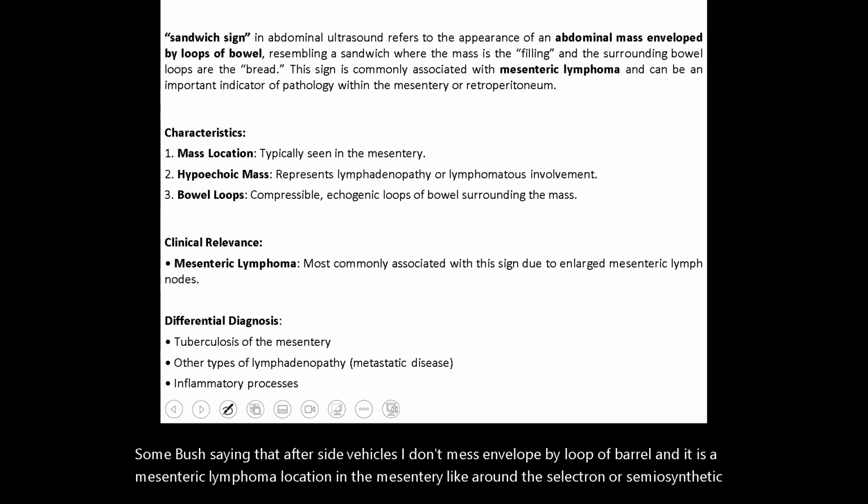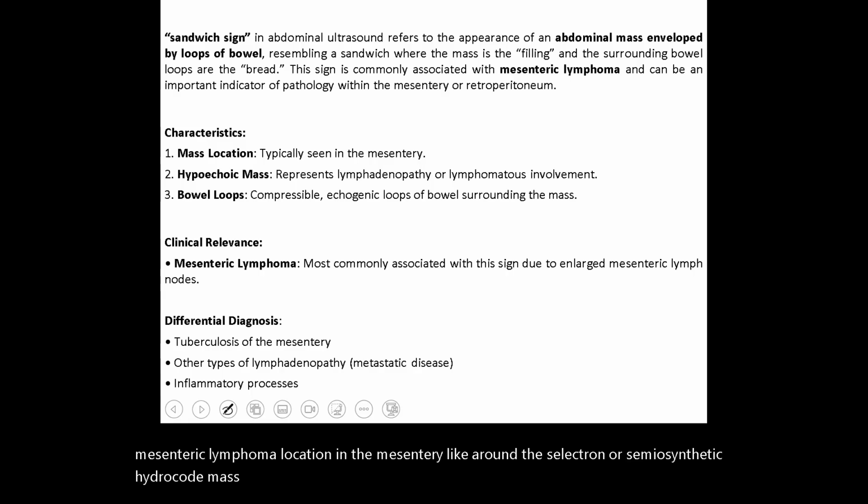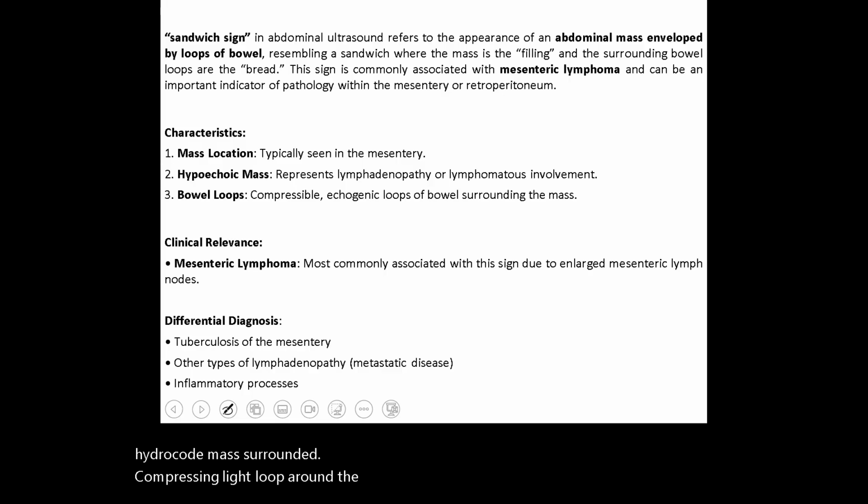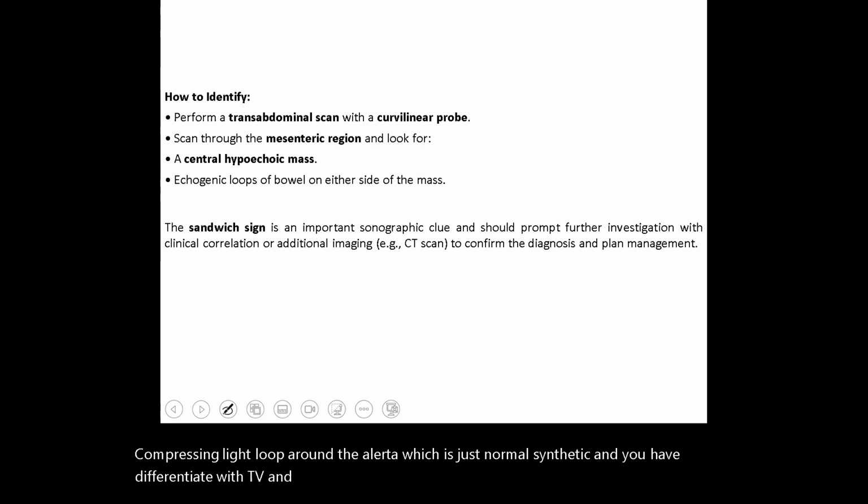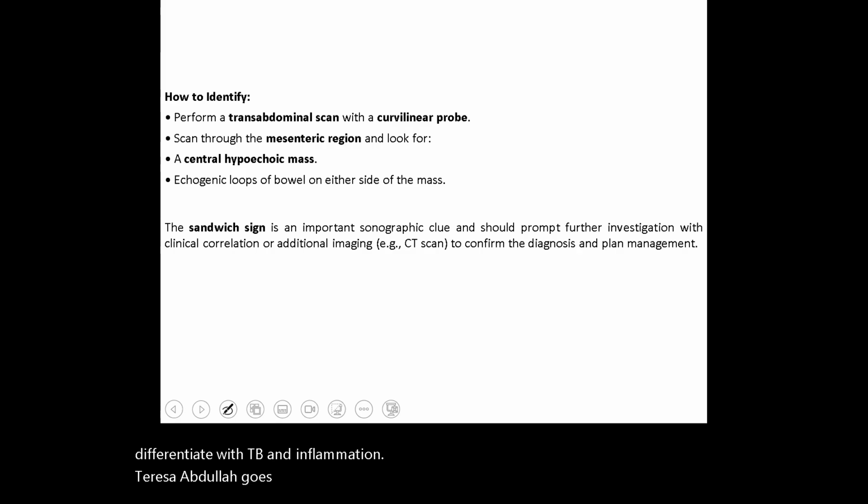The location is in the mesentery, like around the celiac trunk or splenomesenteric. It is a hypoechoic, rounded mass compressing loops around the aorta, which is more mesenteric, and you have to differentiate it from TB and inflammation. Transabdominally, you go with the abdominal curved array. If you look in the mesenteric region, you find a central hypoechoic mass, and that is the sandwich sign. It means it is circling the aorta.